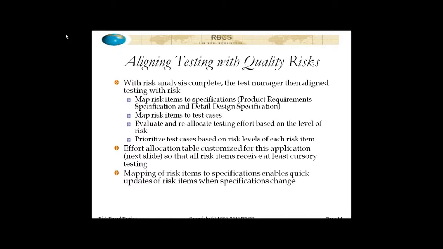Now, what you'll want to do is evaluate and reallocate your testing effort overall based on the level of risk, and I'll talk in a minute about how we did that. And then propagate the risk priority numbers of the risk items down into the test cases associated with them, and that's going to allow you to sequence your test cases, and also, again, if you have to triage them, then you'll be able to use that.